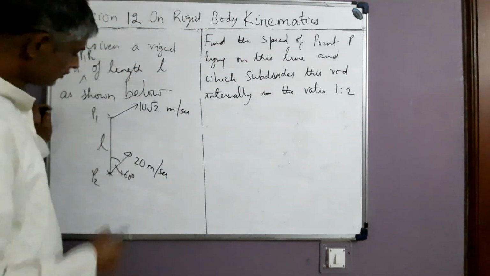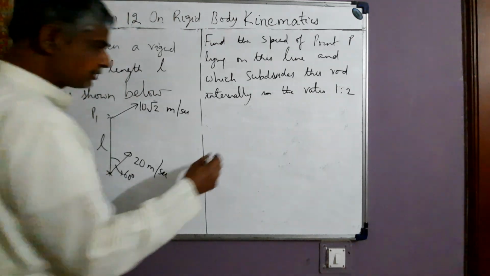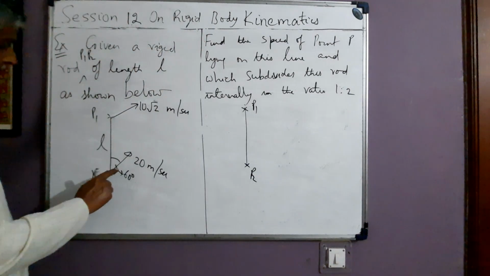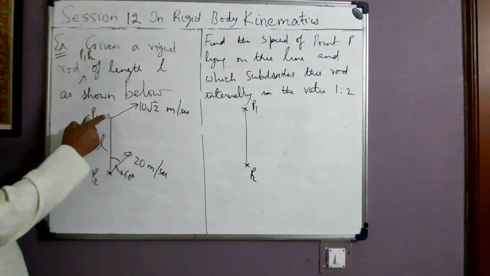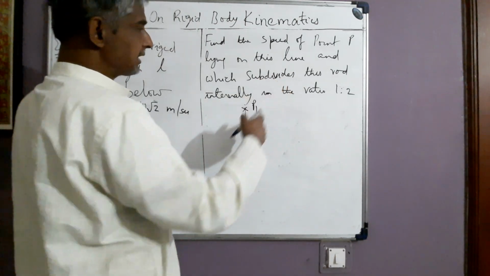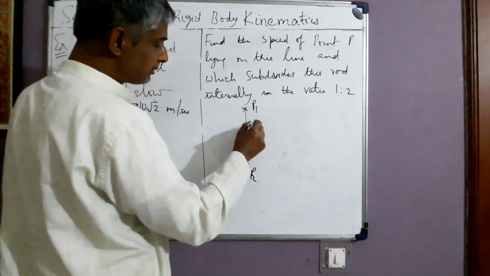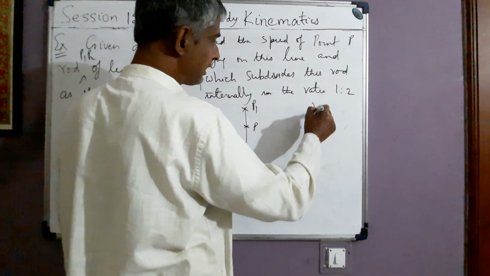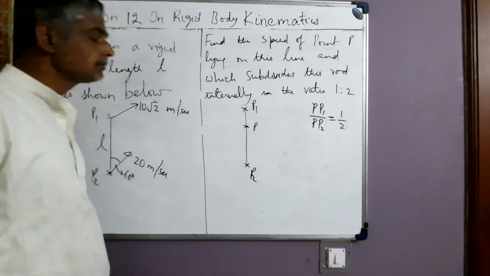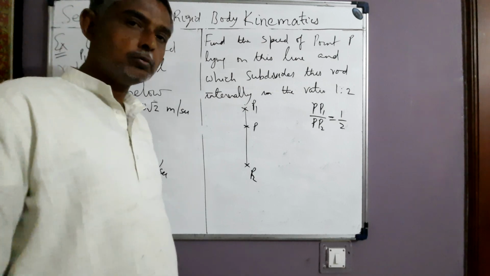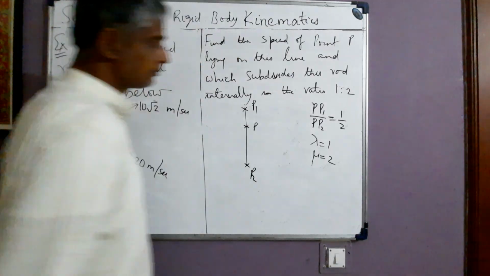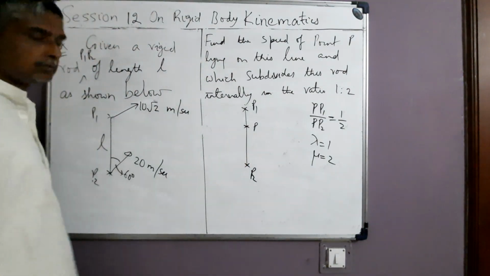So what I do, I draw this diagram here. This is P1, this is P2. Speed of P1 is given, velocity of P2 is given. The direction of velocity of P1 is not specified. Now P divides this line internally in the ratio 1:2. That is, P is somewhere here. So PP1 by PP2 is equal to 1:2. This means lambda is just 1 and mu is equal to 2. Now we have to know the velocity of P.